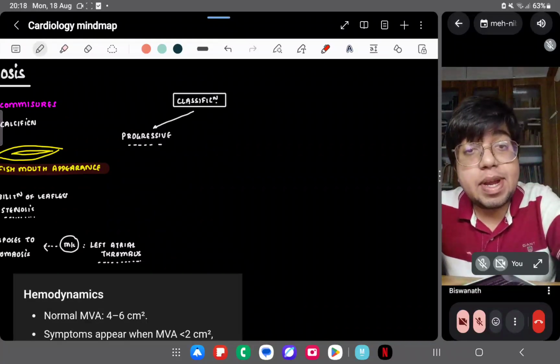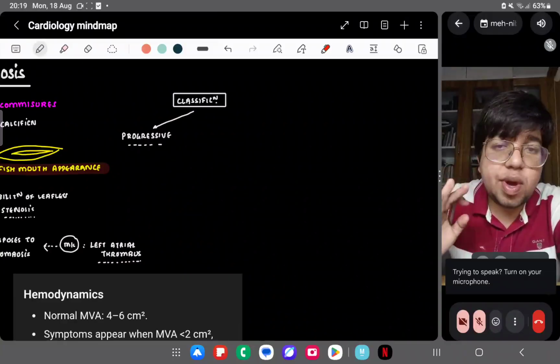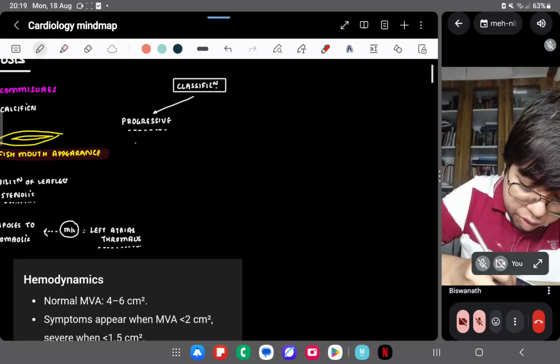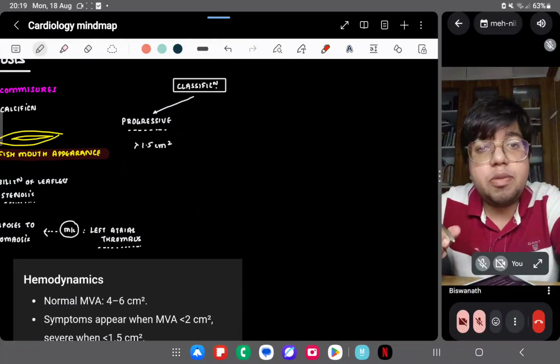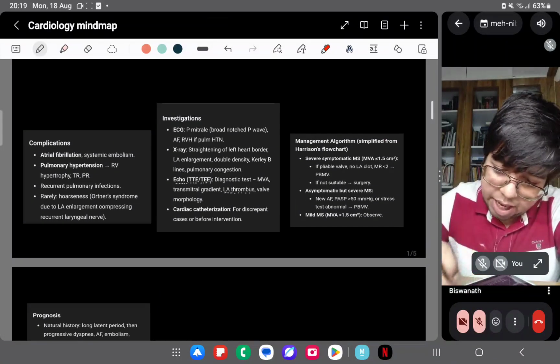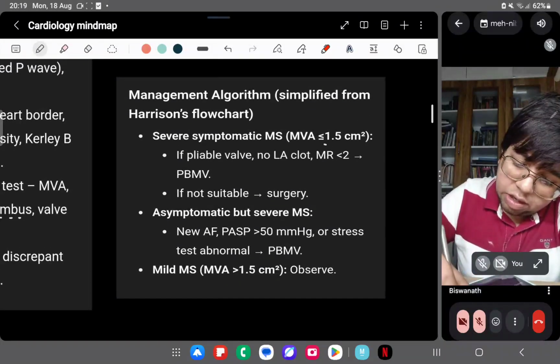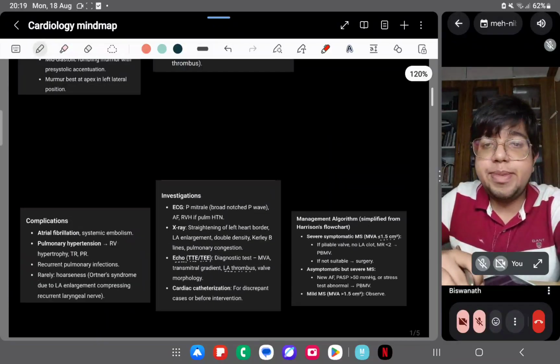In this progressive type of mitral stenosis, the mitral valve area is more than 1.5 centimeters square. The treatment algorithm will be based on this. You can look at this in Harrison's. The treatment algorithm, I have simplified it, so it will be based on this area.